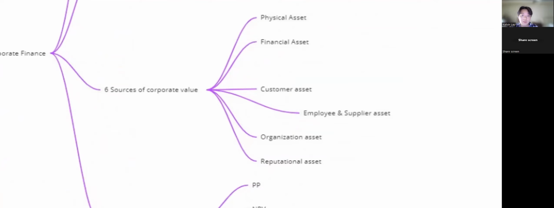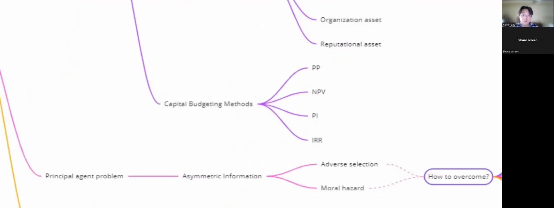First is the customer asset, which is the relationship between us and the customers. Employee and supplier assets are the high-skilled labor or efficient suppliers. The third is the organization asset, which includes intellectual assets, leadership, and core values. And the last, the reputational asset, which is public support and being a good corporate citizen. Now we're going to the capital budgeting methods. Just really brief: payback period, net present value, PI, and IRR.